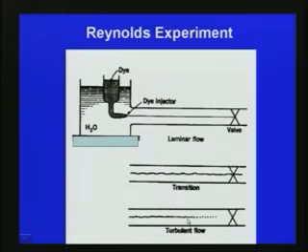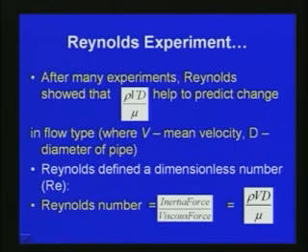So, that is what Osborne Reynolds did in the 1880s, and with a large number of experiments, as mentioned here, he defined the so-called Reynolds number. After many experiments, Reynolds showed that a particular ratio, rho V d by mu, where rho is the mass density of the fluid, V is the average velocity, D is the diameter of the pipe, and mu is the dynamic coefficient of viscosity, helps to predict the change in flow type. So, he defined this number as the Reynolds number. This number is a dimensionless number.